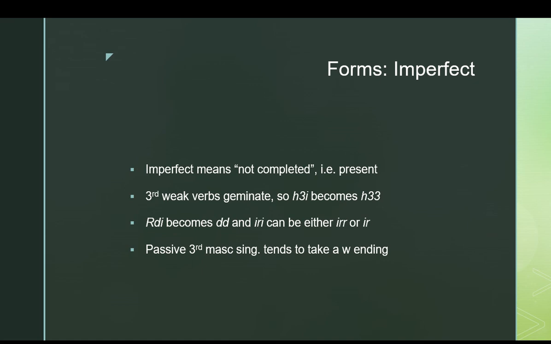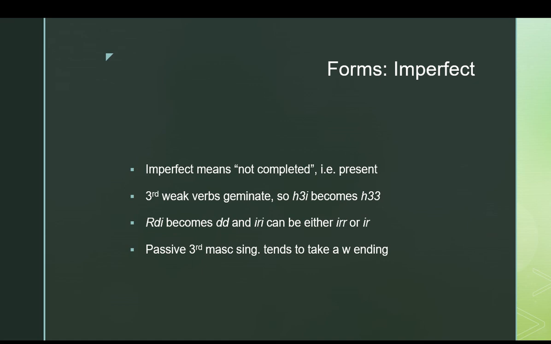Ha'i becomes ha'a, for example. The second geminate verbs also do geminate, so they look like their written forms effectively. Redi, interestingly, becomes dead, because it loses the R, like it does in a lot of forms, and then it loses the I and geminates because it's the third week, so now it's dead. Iri becomes irer or ir, which looks like a lot of other forms, frankly.